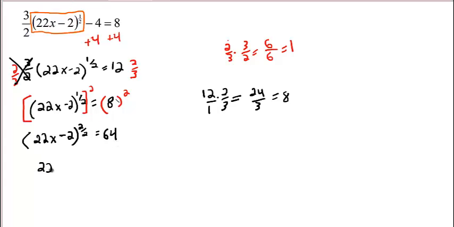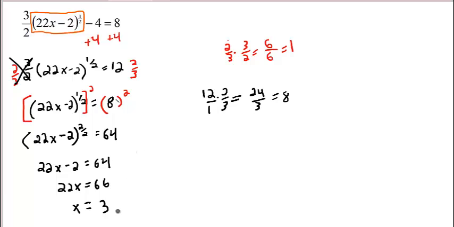Let's rewrite this part on the left side. 22x minus 2, again it's raised to the 2 over 2 power, so that's just going to be 1, and then that equals 64. And we could solve for x, so add 2 to both sides. It means we're left with 22x equals 66, and then we have to undo this multiplication here, so we divide by 22, which means we're left with x equals 3.